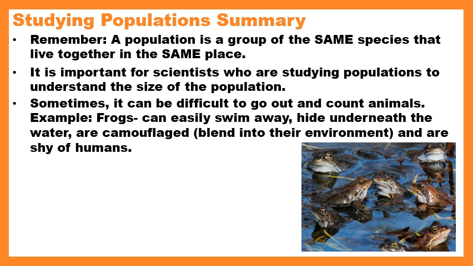Sometimes it can be difficult to go out and count animals. For example, let's take frogs. Maybe you guys, when you were younger, tried to catch frogs. Frogs can easily swim away. They can hide underneath the water, underneath leaves and logs. They're camouflaged, so that means they blend into their environment, and they are shy of humans. So that's going to make it really hard for you to go out to a pond and just do 1, 2, 3, 4, because the moment that you step into the water, those frogs are going to scatter.